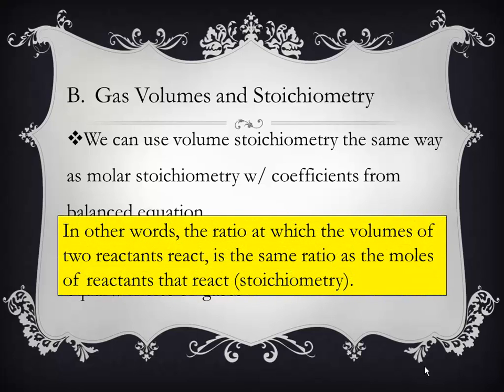So in other words, the ratio between the volumes of the reactants and products is the same ratio as the moles of the reactants or products, the stoichiometric ratio.